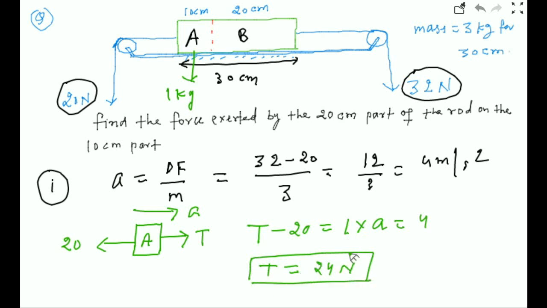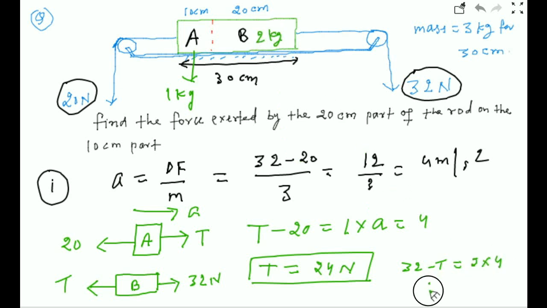If you go for B, it will also give the same answer. So you have to draw the free body diagram for B. In this direction the force acting is 32 Newton, and A will apply force on B in that direction, always equal and opposite, because this is the contact force. Suppose that this is the T. So here also you can write 32 minus T equals mass. Mass will be 2 kg, because this is the 2 kg, 20 centimeters. So 2 into acceleration 4. So T equals 32 minus 8, that will be 24 Newton.